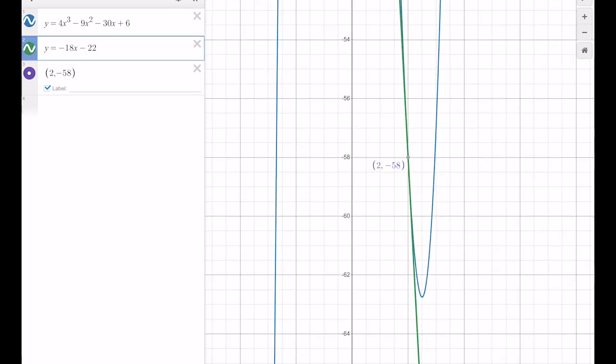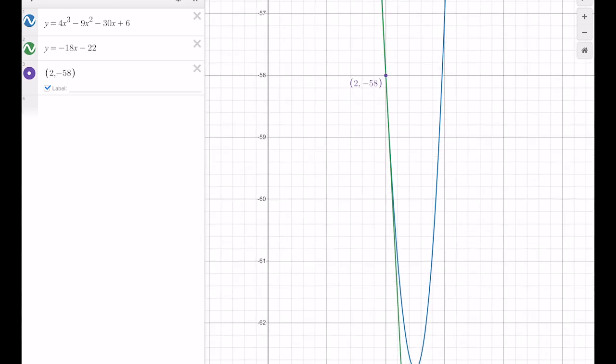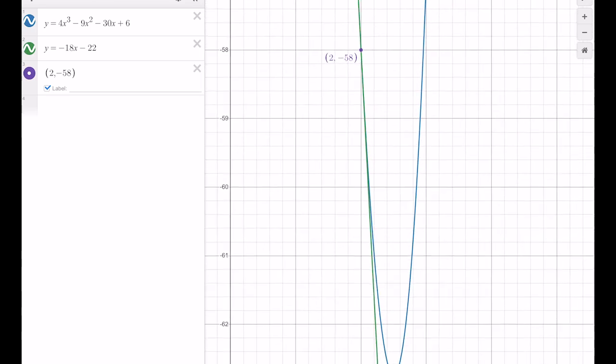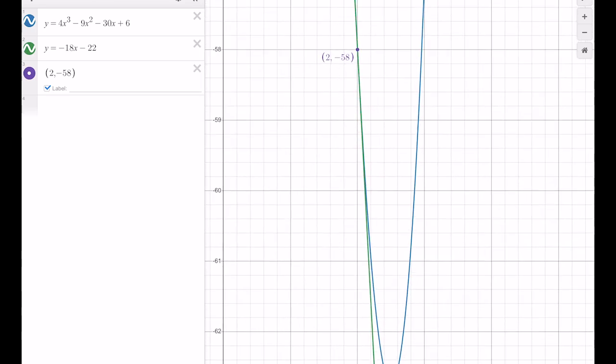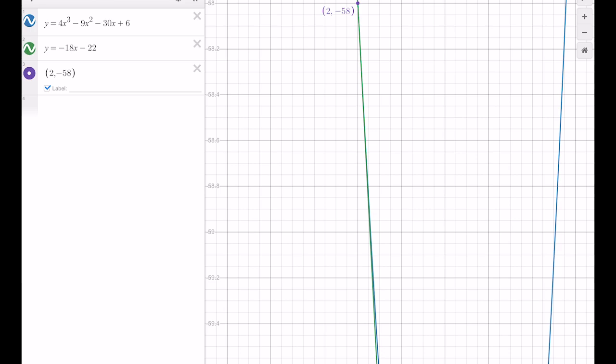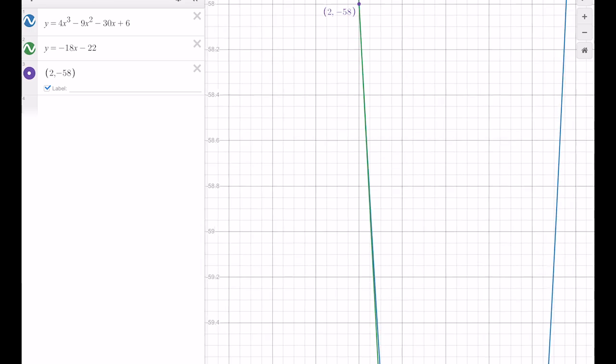Okay, so you can see that green line there passing through the point (2, -58) that's sitting on that function, and the slope of that line, y equals -18x minus 22, is actually -18, right? Which we found to be the value we got when we used the derivative.